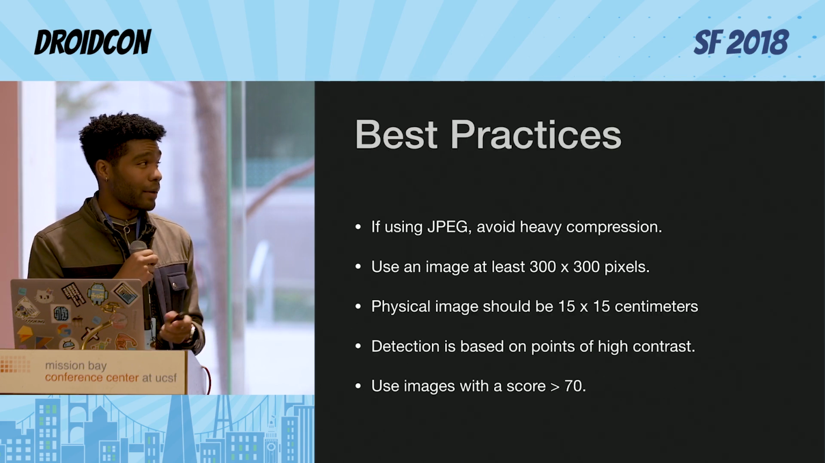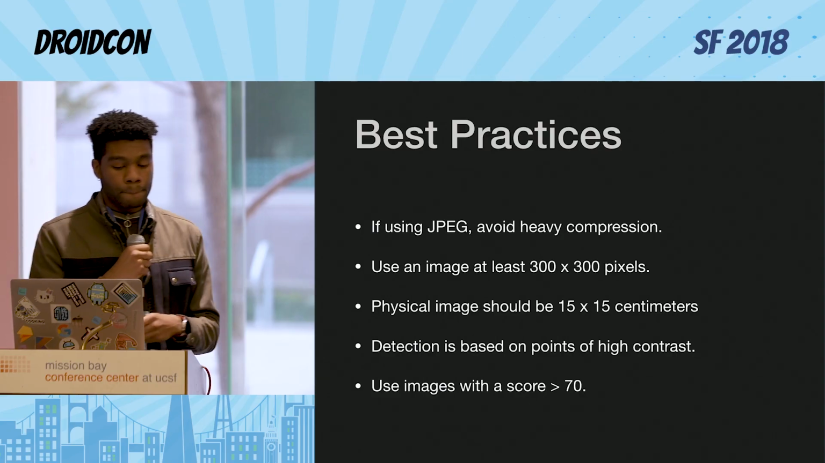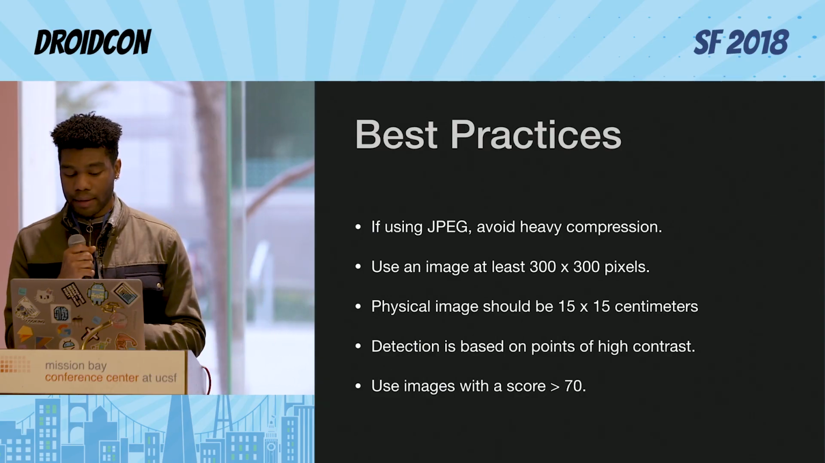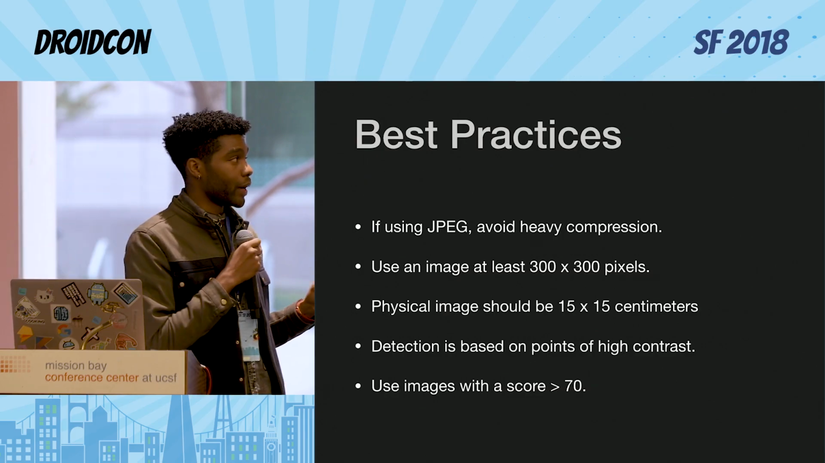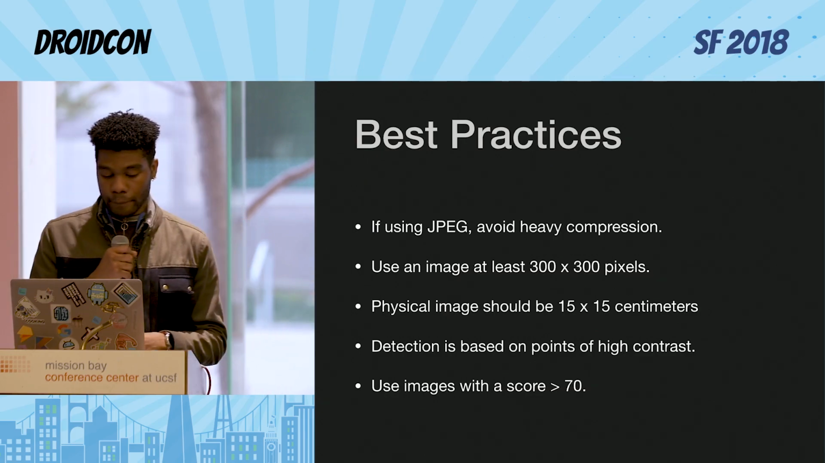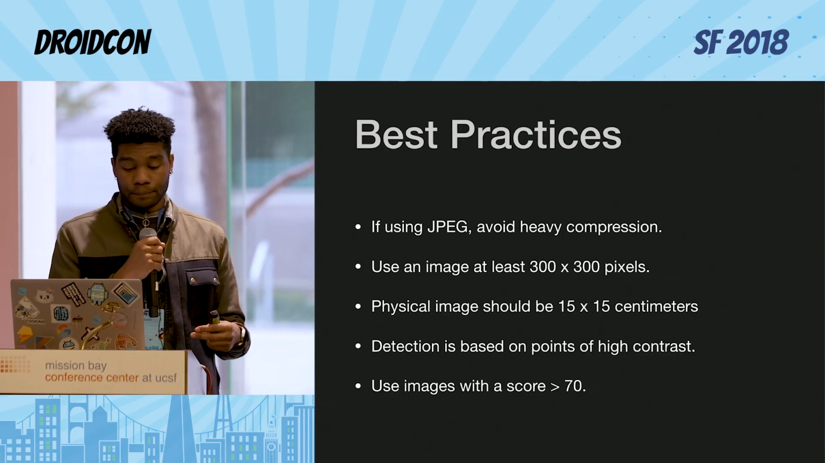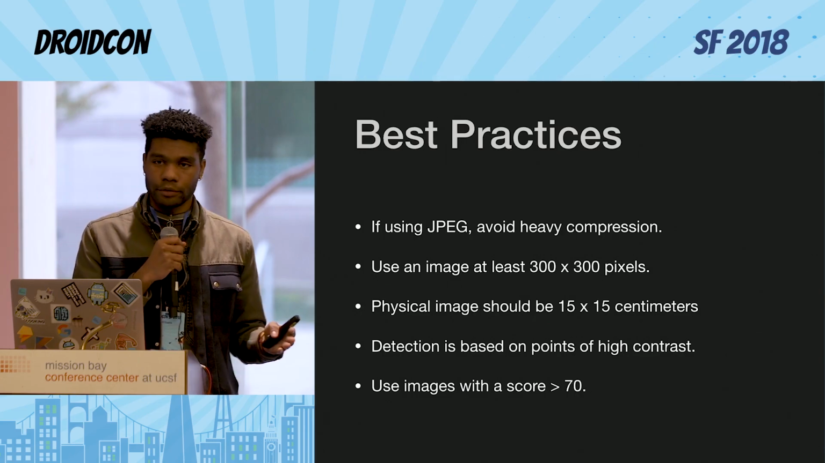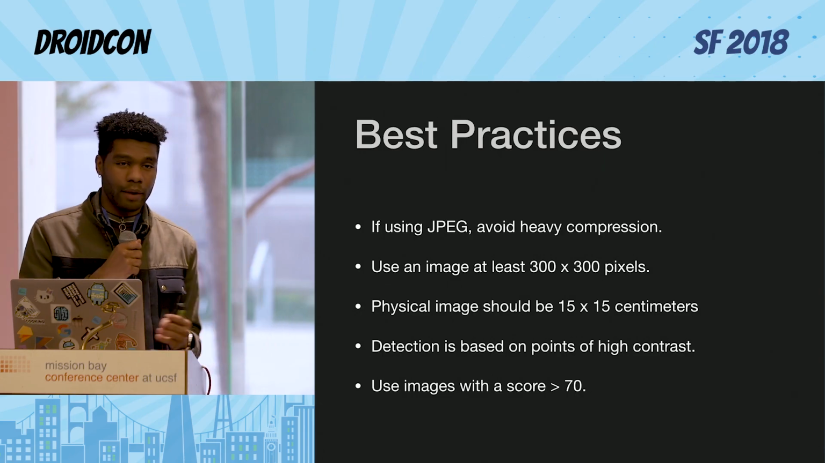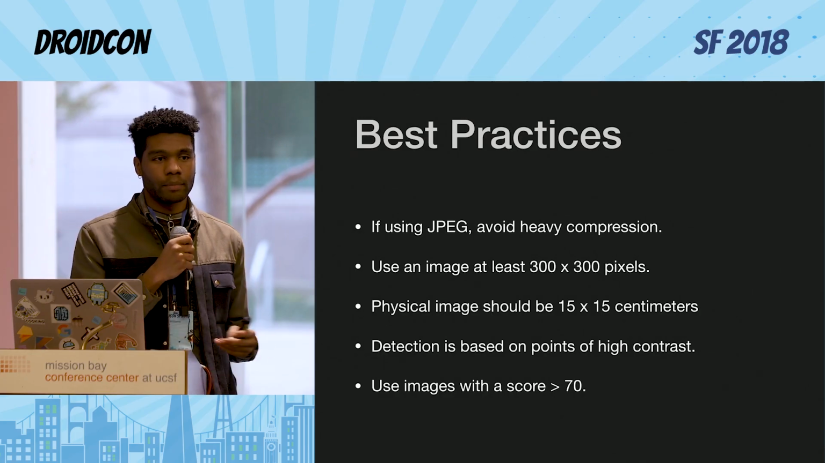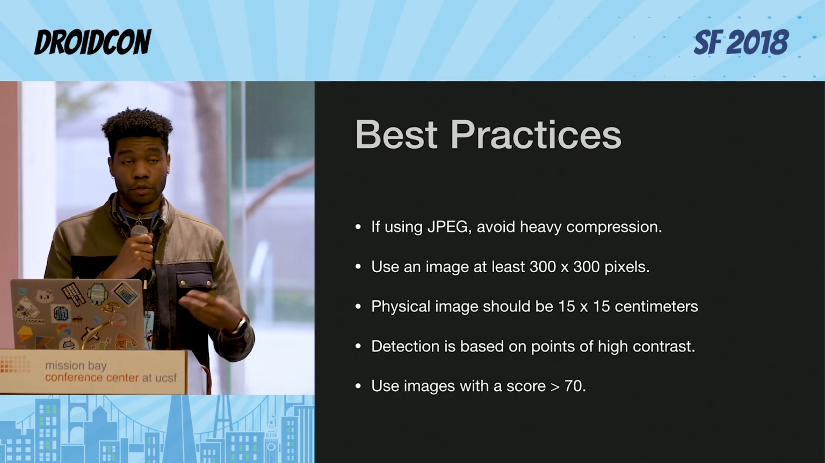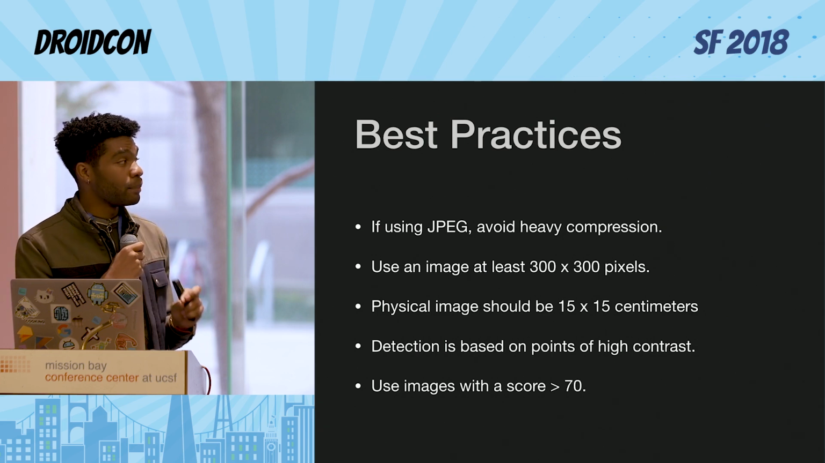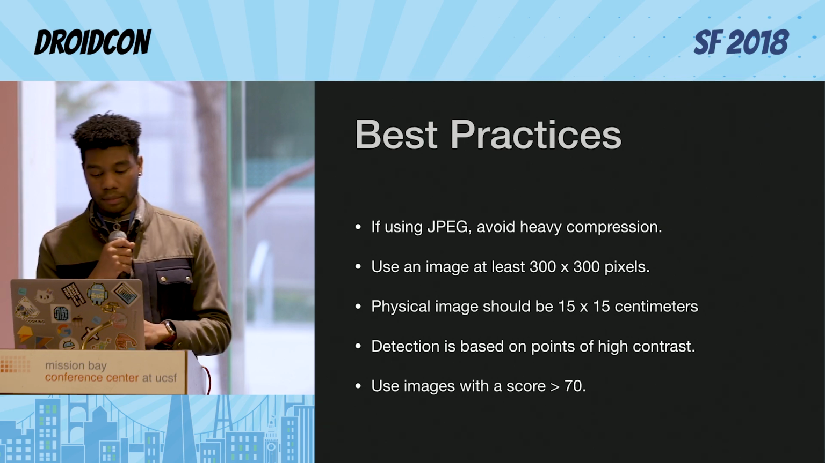And as far as best practices are concerned, ARCore for augmented images takes PNG and JPEG, but you're going to want to avoid heavy compression with this. That being said, increasing the resolution of your reference images does not do anything for you. So a 1,000 by 1,000 image is not going to do anything but bloat your app essentially. Also, images should be flat. They should be 15 by 15 centimeters.